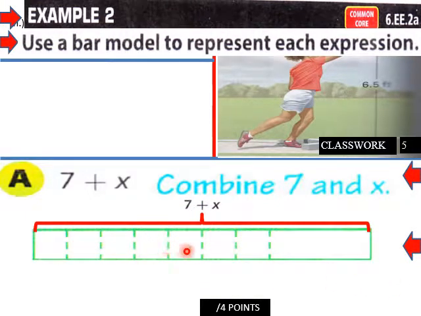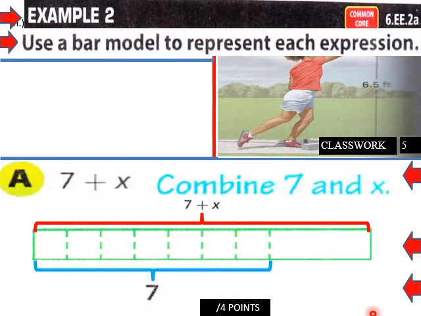1, 2, 3, 4, 5, 6, 7. And then here's x. Here's 7, and then we add x to it. So that will be a bar model, students. You could write that up here. Again, you could repeat that here if you want to. This is classwork page 5, 4 points for this.